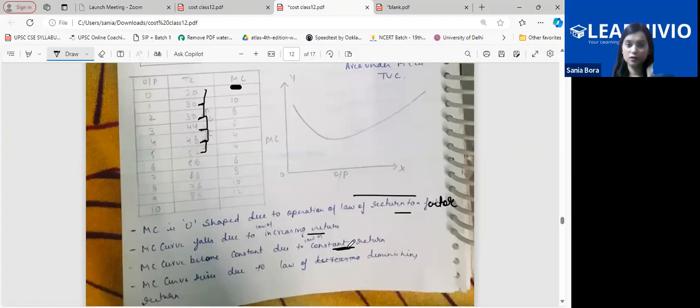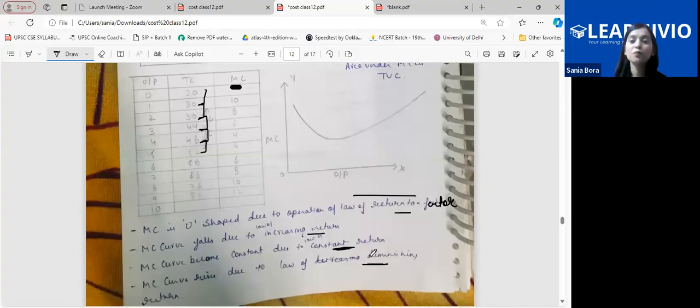So if it is falling, it is the law of increasing return, your returns are coming in a very good way. Constant due to constant return, and rises due to diminishing return. So it is opposite. If it is rising, which law is applying? Diminishing return. If it is decreasing, which law is applying? Law of increasing return. If it is constant, law of constant return. Clear?